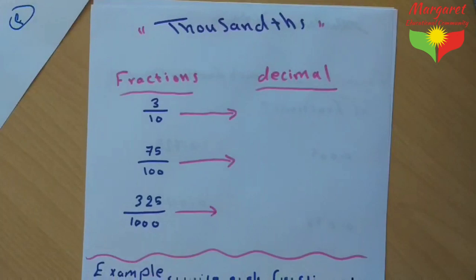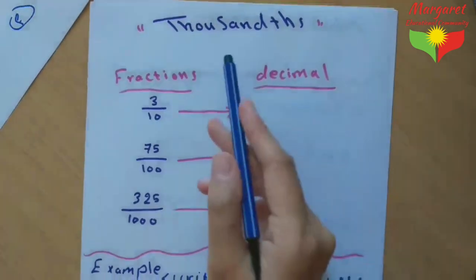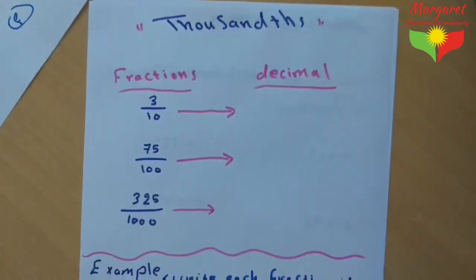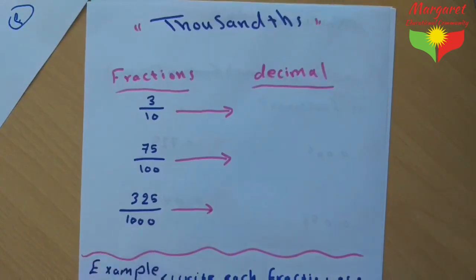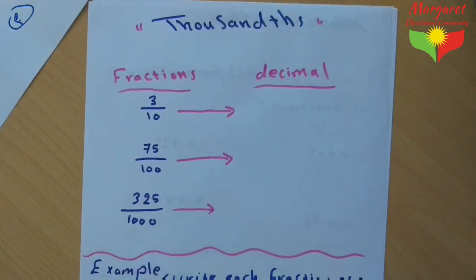We have thousandths, and from this lesson, like the previous lesson, we learn how to change a fraction number to a decimal number. For example, if we have a fraction with the denominator 1000, how do I change it to a decimal number?